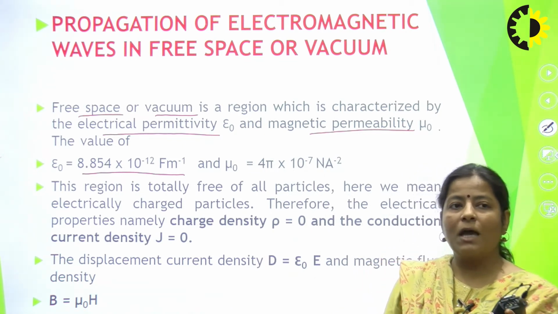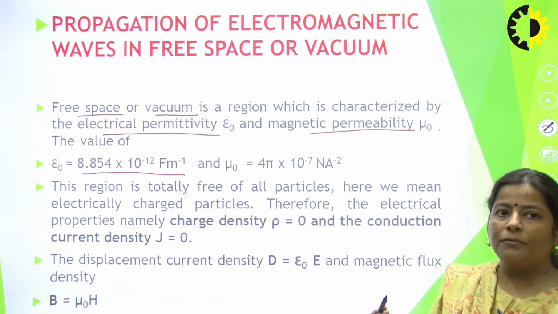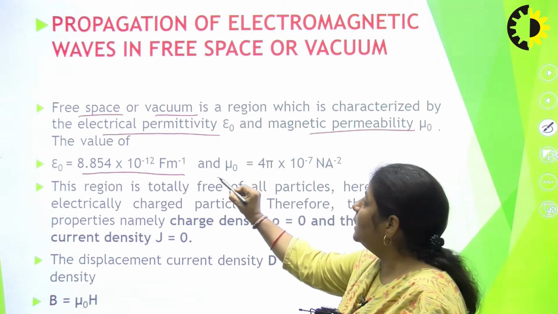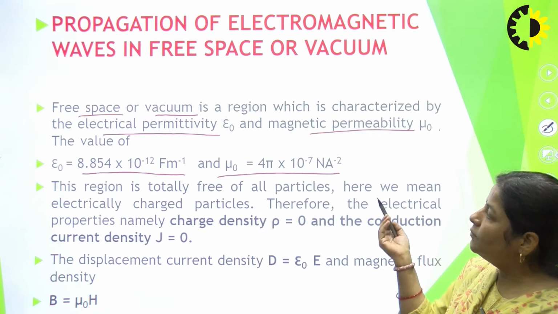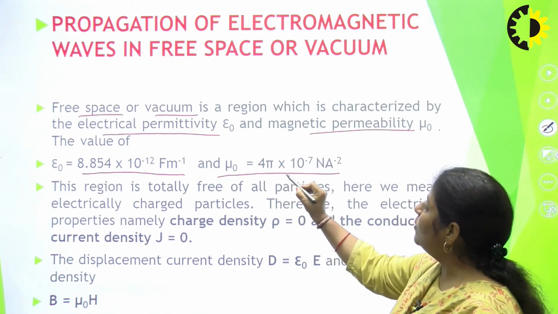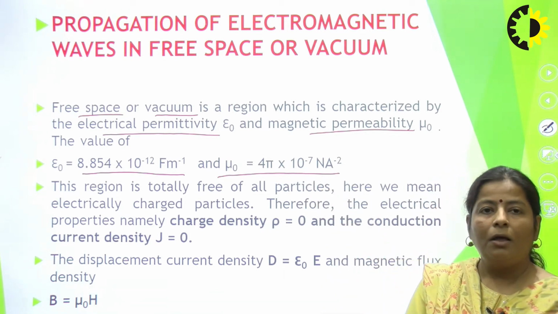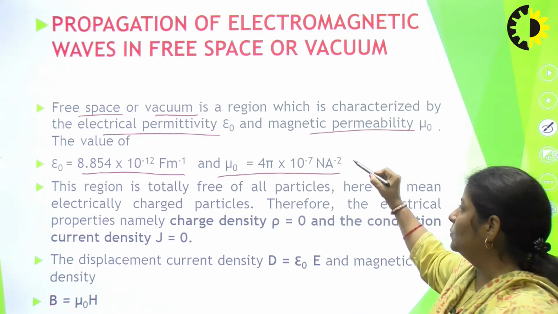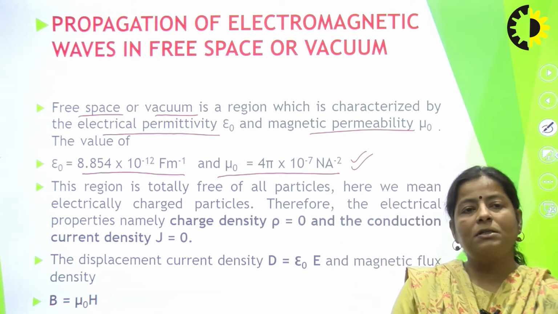All of you must have used this value in numericals. All of you are familiar with this numerical value of epsilon naught. All right. Similarly, the magnetic permeability which defines the free space is mu naught, and it is 4 pi multiplied by 10 to the power of -7. All right, and again all of you are familiar with this value. We have done a lot of numericals in our previous classes.